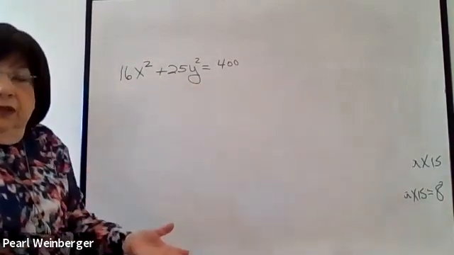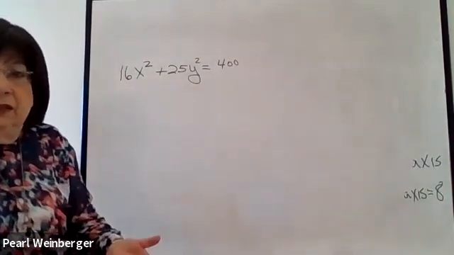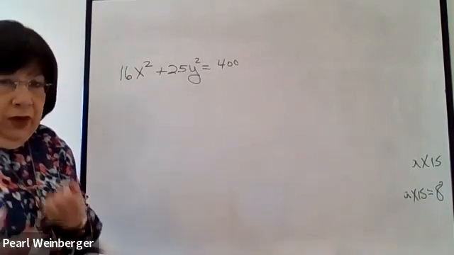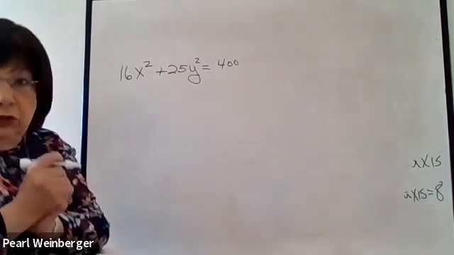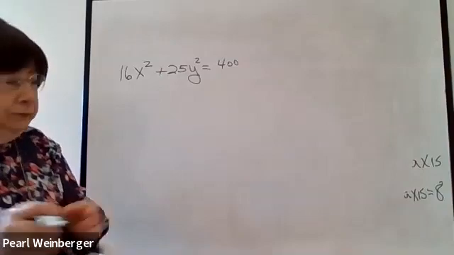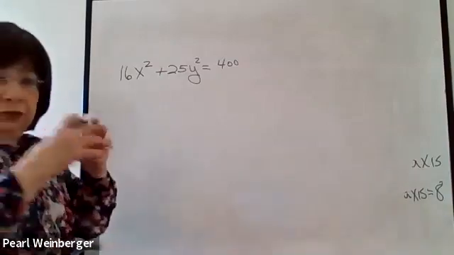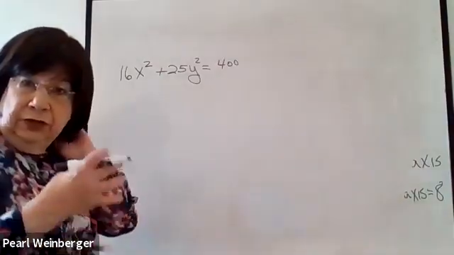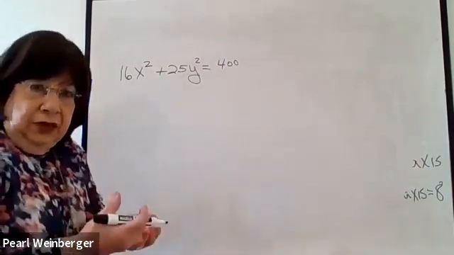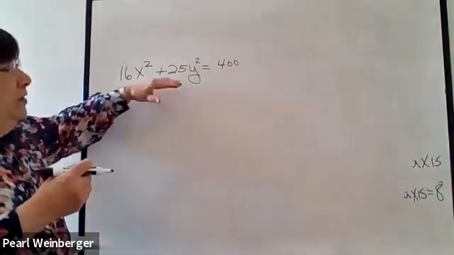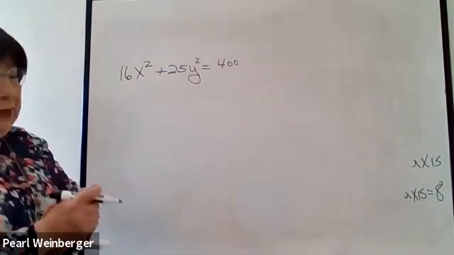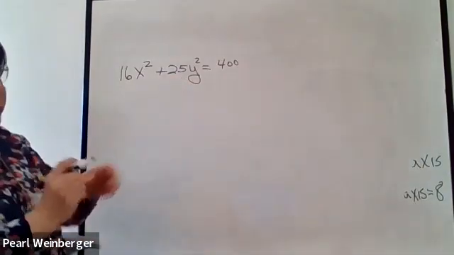How do I draw this ellipse? How do I get this ellipse so I know where it's crossing the x-axis and where it's crossing the y-axis? In order to do that, I want to put it in standard format. Just like with a circle, I needed my circle in standard format so I could see what the center was and what the radius is. When we have an ellipse, we also have to put it in standard format. So how do we go about this?